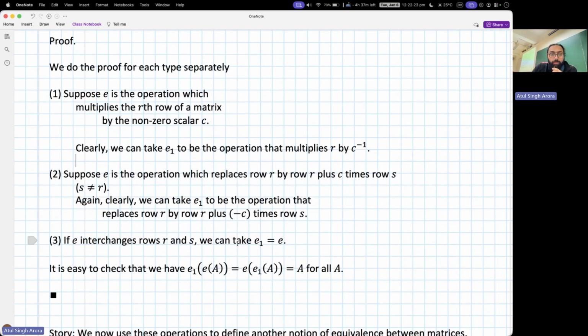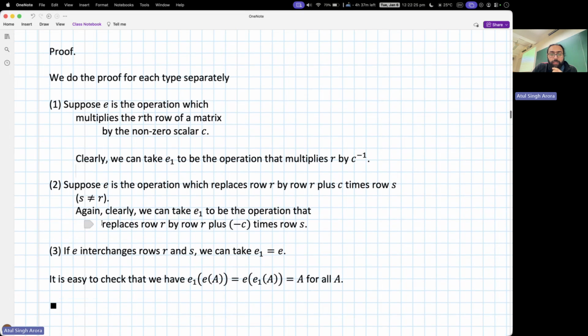All right. So this is what I was writing, right? You can clearly take E1 to be this operation where you replace row R with row R plus minus C times row S, and that will give you the inverse. This is fine. Can you read at the back, everyone? Is it okay?